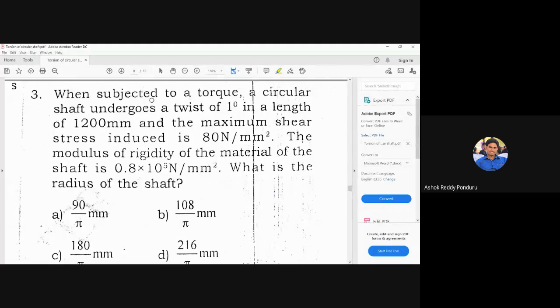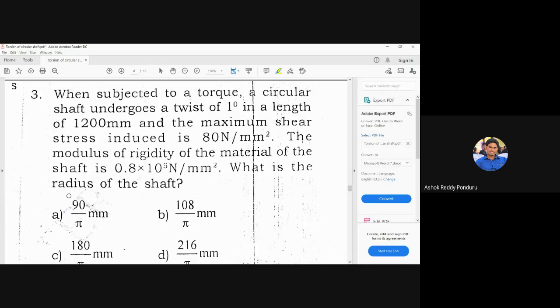When subjected to a torque, a circular shaft undergoes a twist of 1 degree in a length of 1200 mm, and the maximum shear stress induced is 80 Newton per mm square. The modulus of rigidity of the material of the shaft is 0.8 into 10 to the power of 5 Newton per mm square. What is the radius of the shaft? Now we are going to design the shaft. How much radius should we maintain?